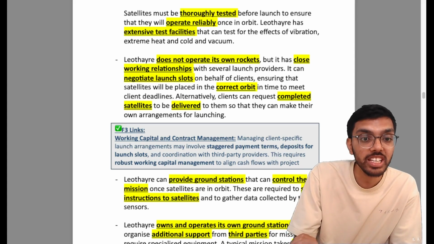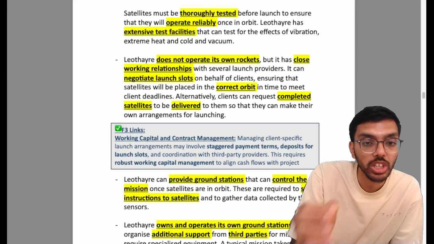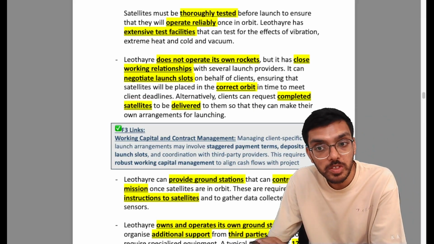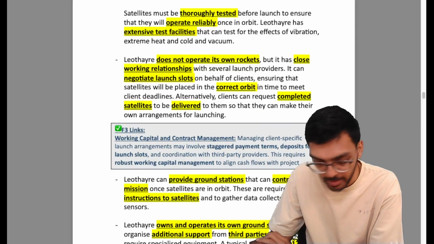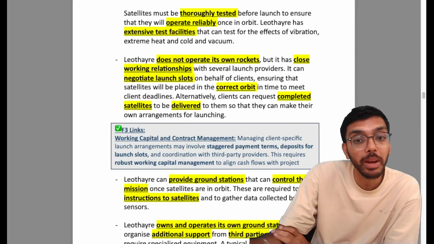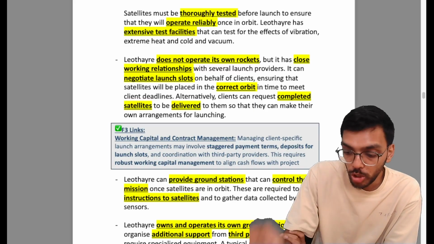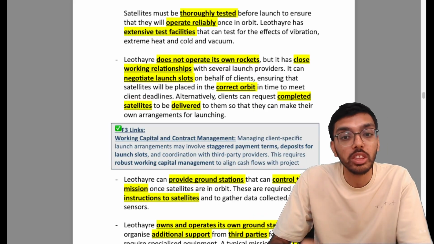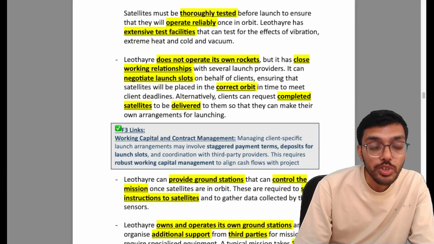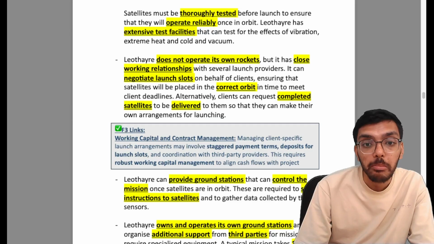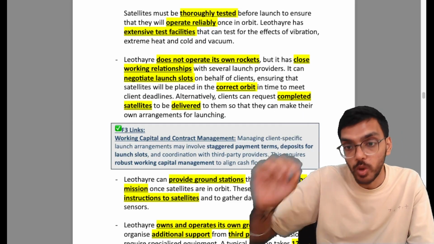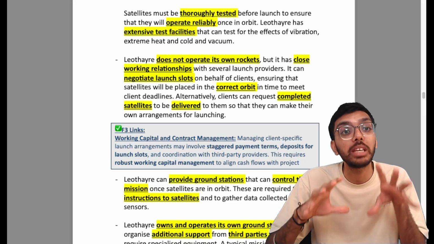Now, managing client-specific launch arrangements may involve staggered payment terms. For consultation, you will be paid this much. Manufacturing, you will be paid this much. For launching, you will be paid this much. So there is going to be constant coordination with third-party providers and coordination with the client. So a strong working capital management system to align cash flows with the project will be important.